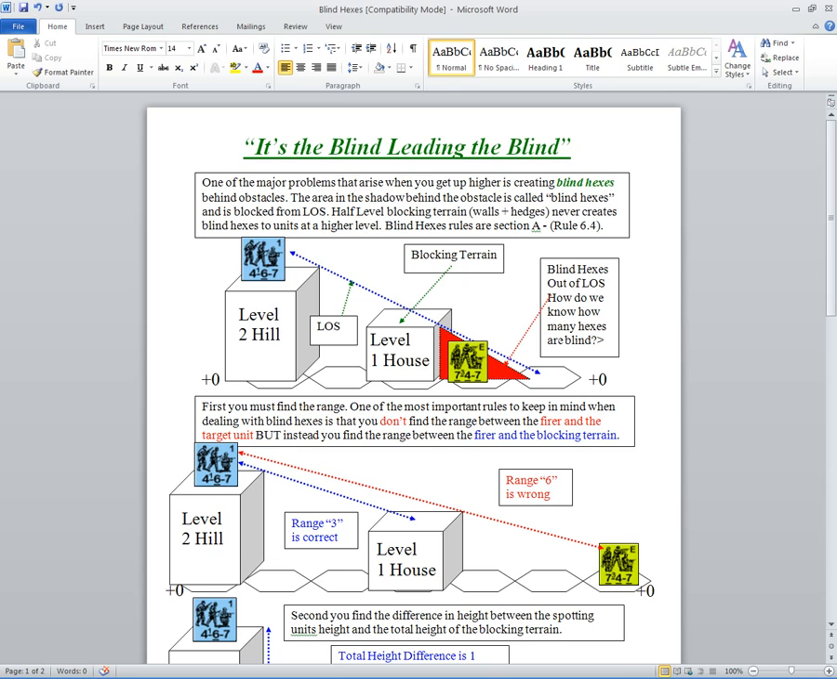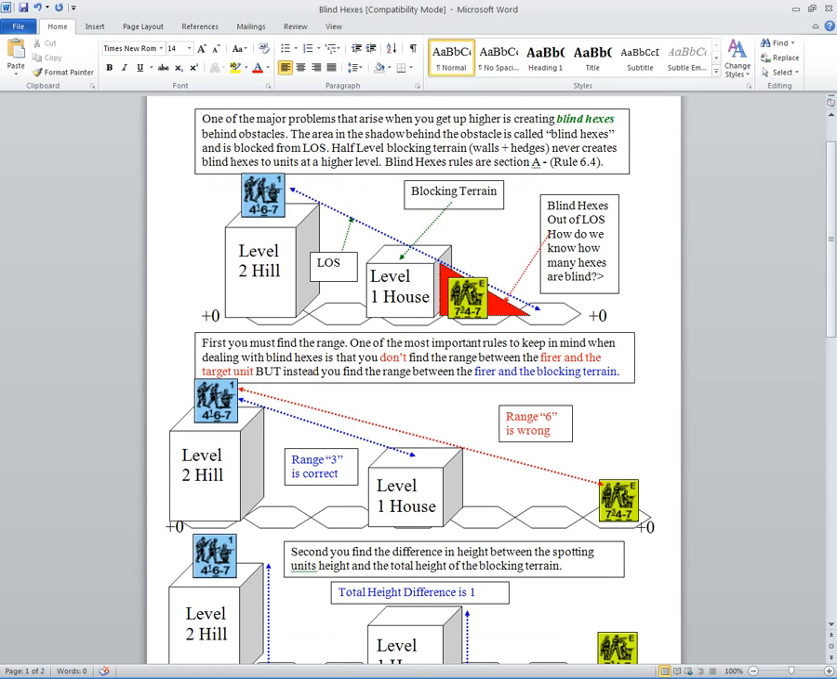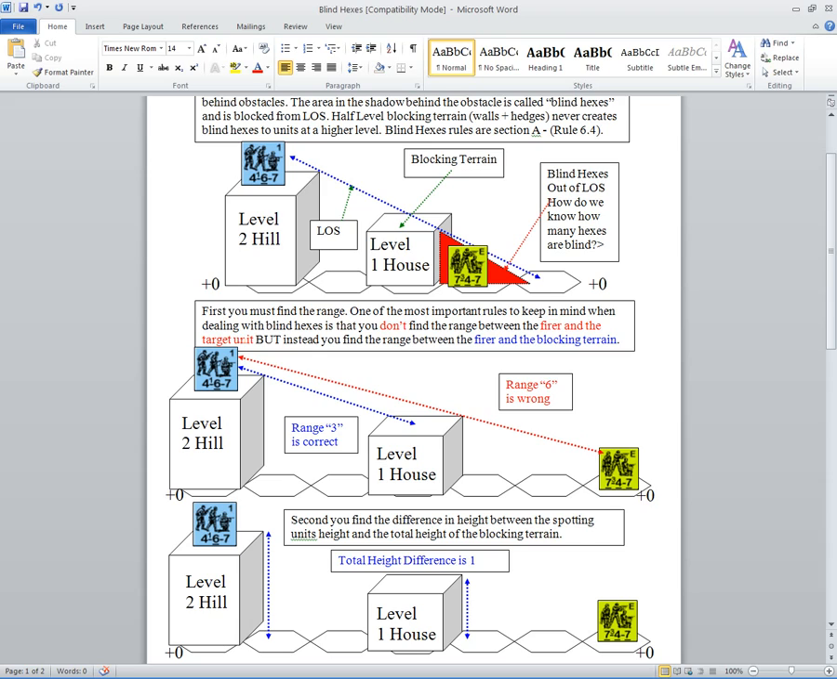How do we know how many hexes are blind? How do we know there is a blind hex created? Well, there's kind of a process you use to do that. The first thing you're going to do is find the range. And when we're talking about range, one of the most important rules to keep in mind when dealing with blind hexes is that you don't find the range between the fire and the target unit, but instead you find the range between the fire and the blocking terrain.